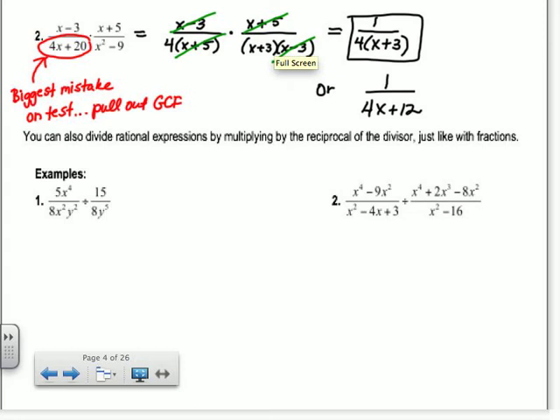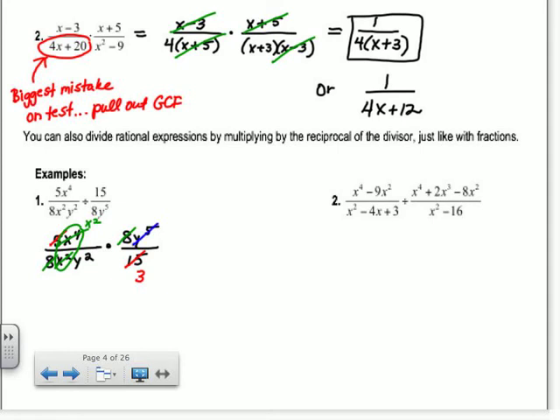Okay, so I have 5x to the fourth over 8x squared y squared, and then I multiply by the reciprocal, so times 8y to the fifth over 15. Okay, so my 5 and my 15 reduce to 3. My 8 and my 8 cancel. I have x to the fourth over x squared, so that's going to be x squared on top, nothing on the bottom. And then I have y squared and y to the fifth.